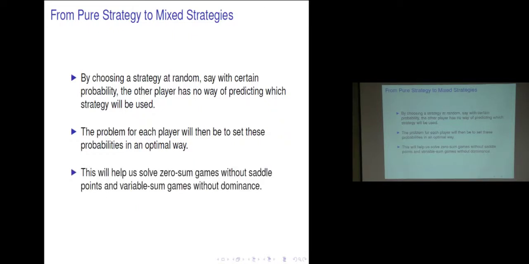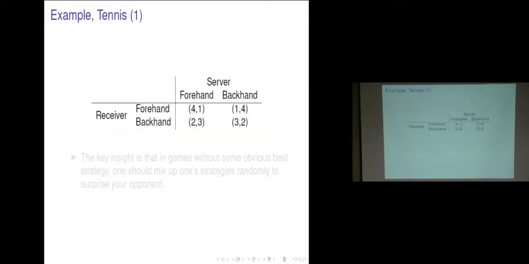By introducing the mixed strategy, it will solve the zero-sum games without saddle points and variable sum games without dominance. On Tuesday, we learned how to solve zero-sum games with saddle points. We know how to solve things with dominance. Today we learn some tricks to solve things without these. We are not so lucky for this. The first half will be devoted to this artificial example.